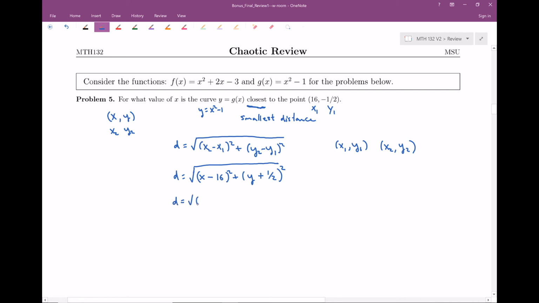So I'm going to go ahead and rewrite this one last time here. The square root of (x minus 16) quantity squared, plus, and instead of a y here, I'm going to write x squared minus 1 plus 1/2. Actually, let's simplify this down. Minus 1 and plus 1/2 is the same thing as minus 1/2. Quantity squared, again, we're all under our square root. And now we have a distance function, but it only has one variable. So this is the thing that I want to minimize. I want to find the smallest distance, the closest, for this distance function.